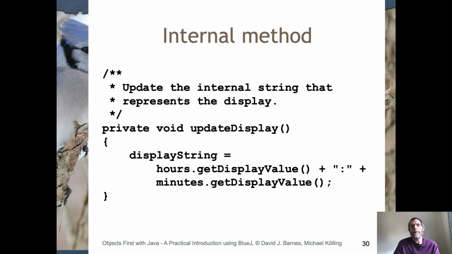So here's what the update display method looks like inside the clock display class. It's private, it doesn't return anything, it doesn't take any parameters, and all it does is make two external method calls to hours and minutes in order to get their two display values, and then it creates a concatenation of those two-digit strings around a colon symbol. So we can see that in action.